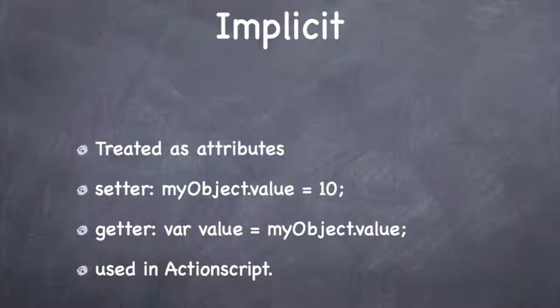Implicit getters and setters are treated as attributes. You can see from my examples below how to set and get values from an object using implicit getters and setters. Implicit getters and setters are the most commonly used method in ActionScript.